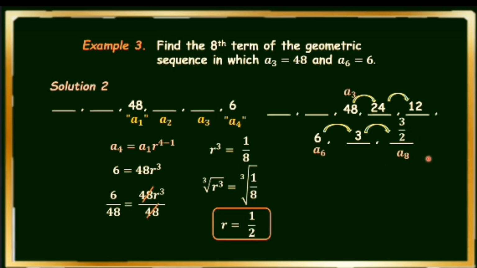Just to complete this sequence, let's fill in the terms at the left. When we go to the right, it's dividing by 2. So when we go to the left, we must multiply by 2. We do the reverse. So 48 times 2 is 96, and 96 times 2 equals 192. Therefore, this is our a sub 8. And a sub 8 is equal to 3 over 2.